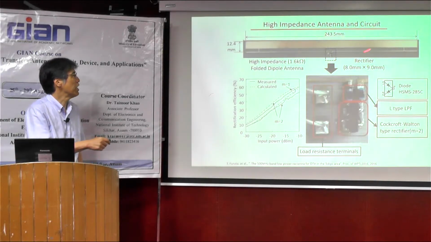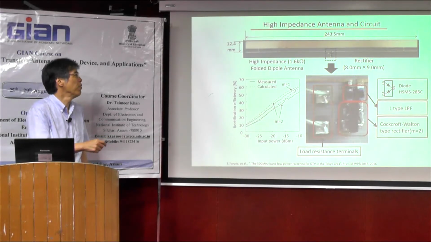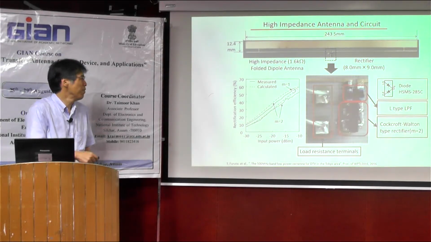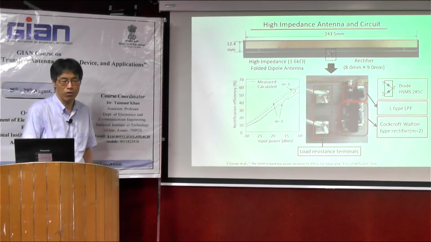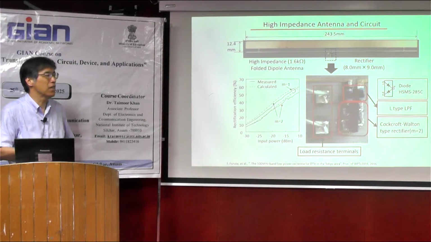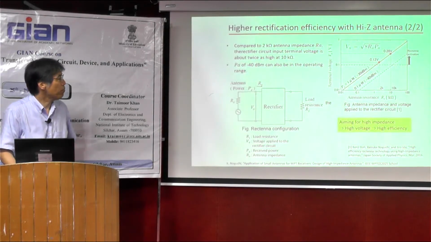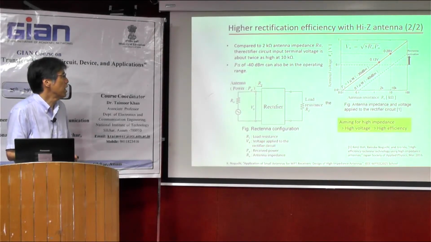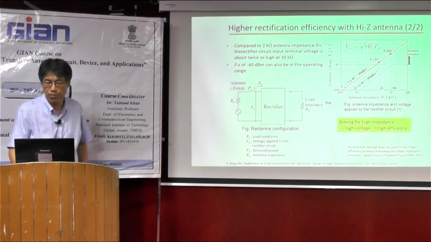But in this case, we need over a kilo ohm or more. So this antenna has a very strange shape, and a high impedance antenna is very difficult to develop. So their group, the Kanazawa Institute of Technology group, has a very good technology to develop a high impedance antenna and a high impedance circuit. And this is another analysis with high impedance by Professor Naoki, and high impedance creates a high voltage and a high efficiency.